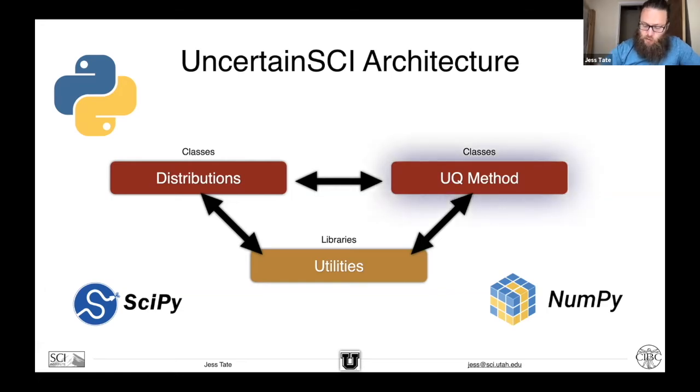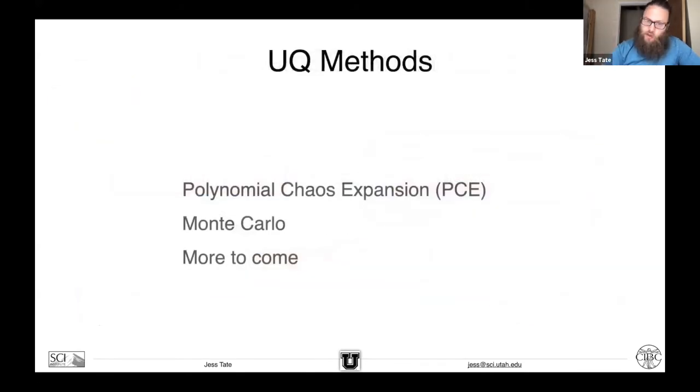So let's talk now, though, a little bit more about the uncertainty quantification methods that we have implemented. As I mentioned, we have two implemented already, polynomial chaos expansion and Monte Carlo. We are planning on implementing more at some point, but these are some of the most generalizable ones, and they go quite far in helping a lot of people, we feel.